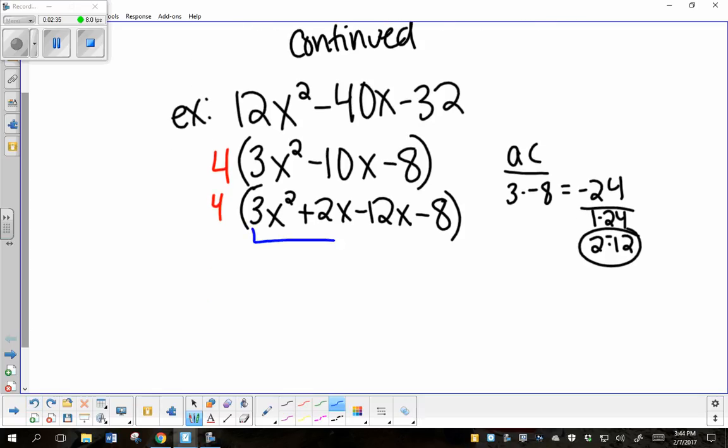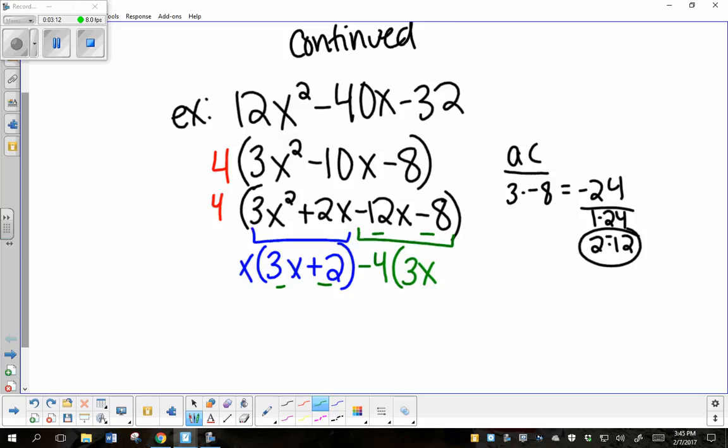So since I'm doing the AC method, I'm going to factor this part by grouping. And my first pair, I think I can pull out just an x, right? And I'm left with 3x plus 2. I just took an x out of each of those terms. So in our second set of parentheses, I need both of these terms to end up positive, so they match these. So I know I need to take out a negative because that will switch those signs. And let's see, what goes into 12 and 8? 4, right? So I can take out a negative 4. Negative 12x divided by negative 4 is positive 3x, and negative 8 divided by negative 4 is positive 2.